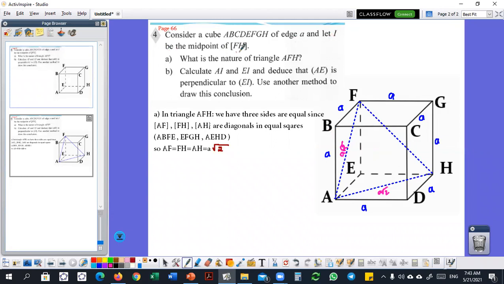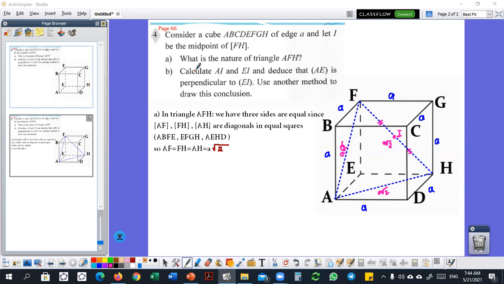Now I have I, the midpoint of FH. This FH, we said its length is A radical 2. Okay, inside of this FH you have the point I, which is the midpoint. Each side will be half of A radical 2. It means that we should divide A radical 2 over 2.